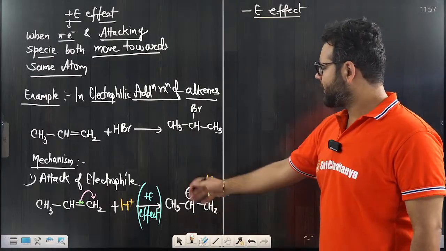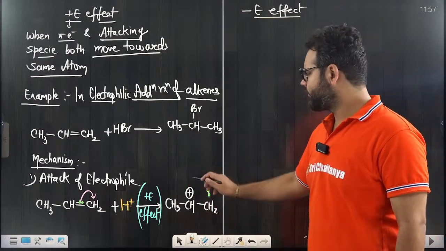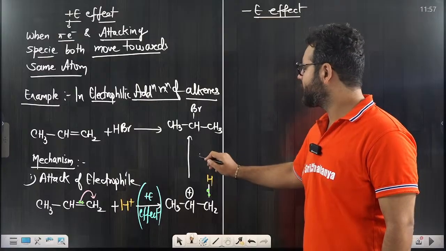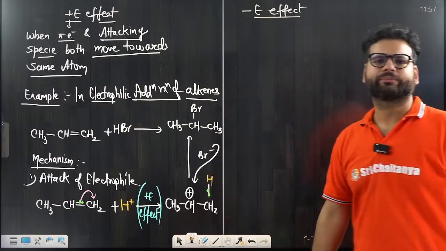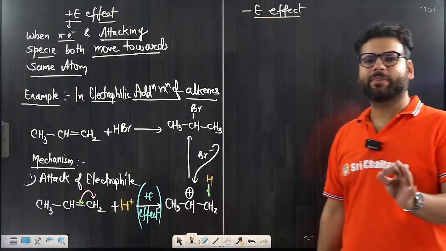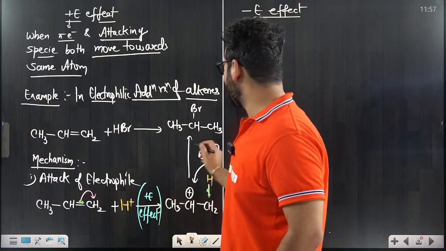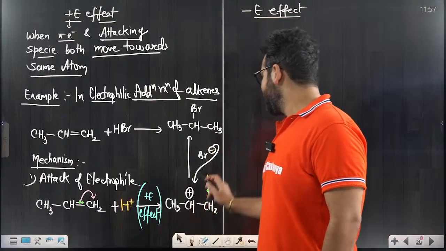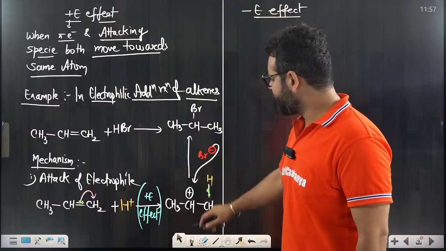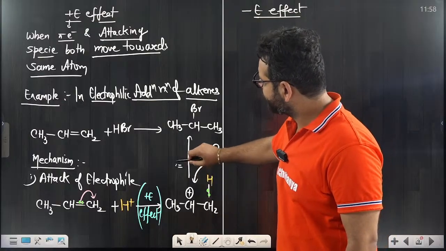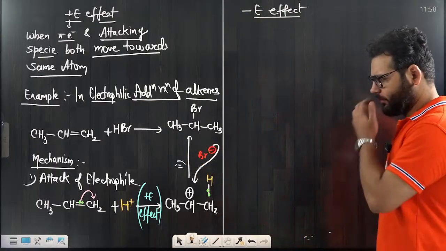And finally, Br minus will attach here. That is not a concern, but the second step will be this. But that is not something related to electromeric effect, so I am not writing that. Only the first step has electromeric effect, when the pi electrons have moved. Only when the pi electrons have moved, that is called electromeric effect. Its second step, which is attack of nucleophile, is not our concern right now.